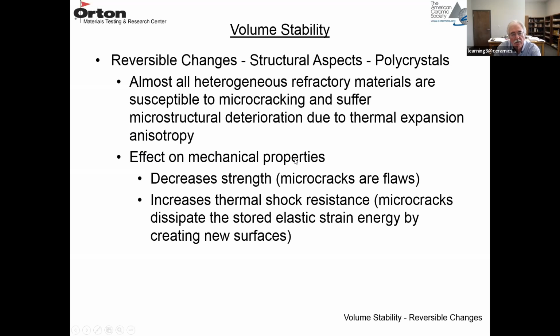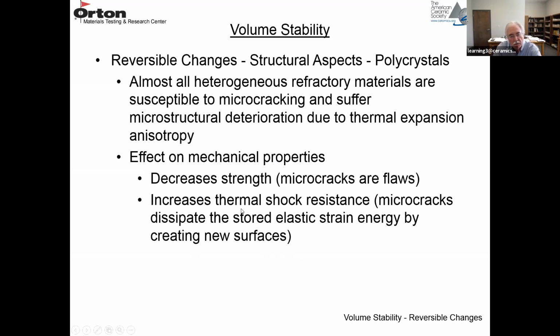So what do the microcracks do? Well, on the mechanical properties, microcracks are flaws. And when we talk about mechanical properties, we'll see how flaws lower the strength of materials. So microcracking decreases this. But sometimes you want microcracks in a refractory material.